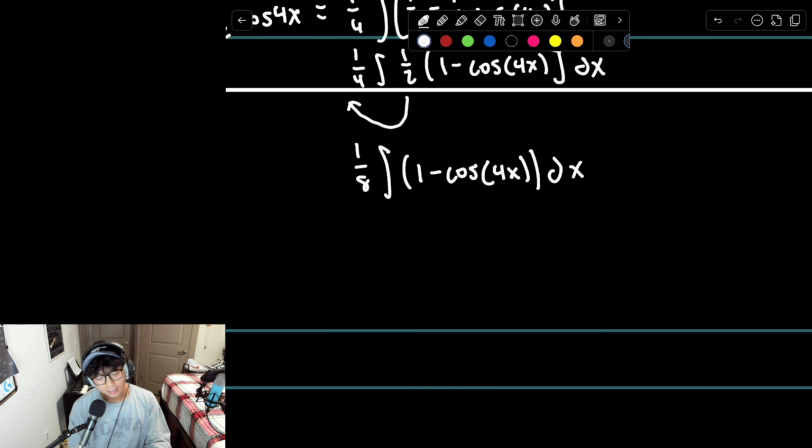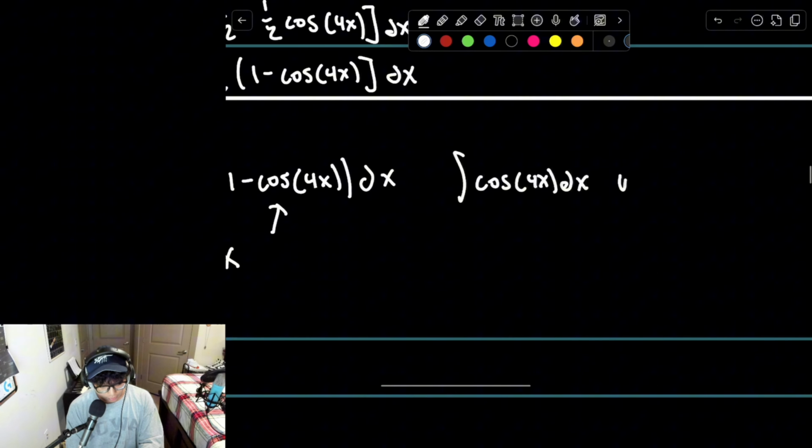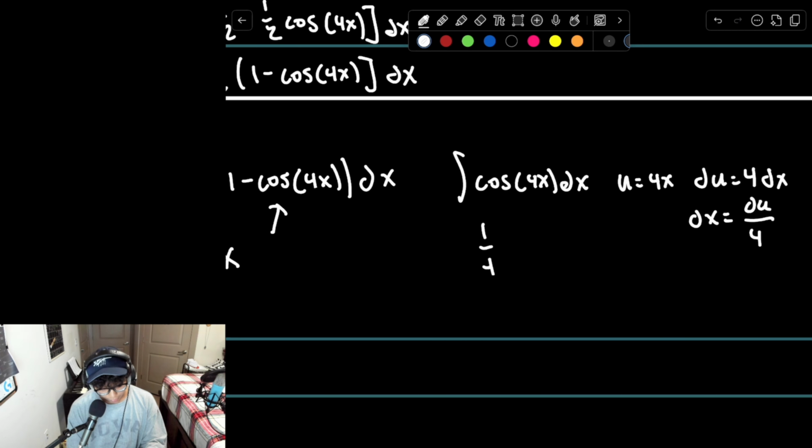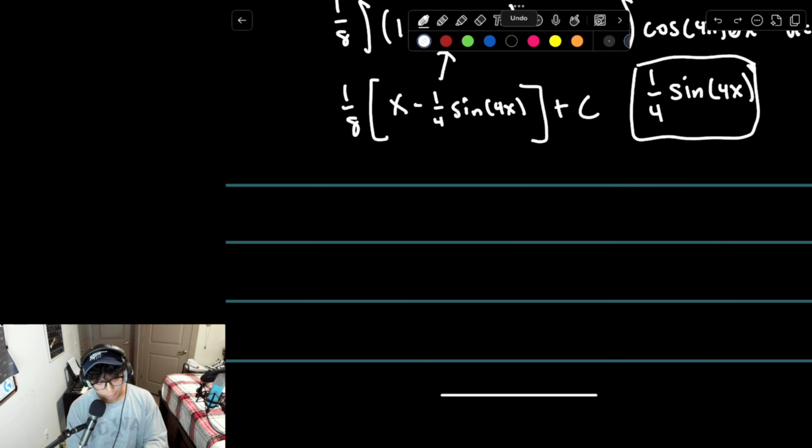Now we can finally integrate. That will give us 1/8 times x, and then the integral of this cosine 4x we'll do on the side real quick. Again, this is just a simple u substitution, which leaves us with 1/4 sine of 4x. Now we can subtract that from the x over here, and then add a c. Now if you want to distribute this even further, this just gives us 1/8 x minus 1 over 32 sine of 4x plus c. And we are finally done.